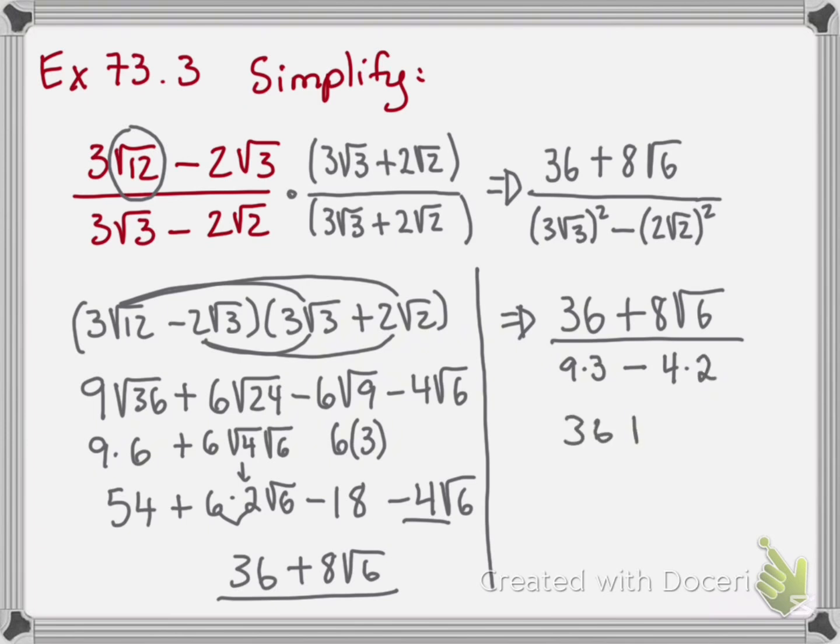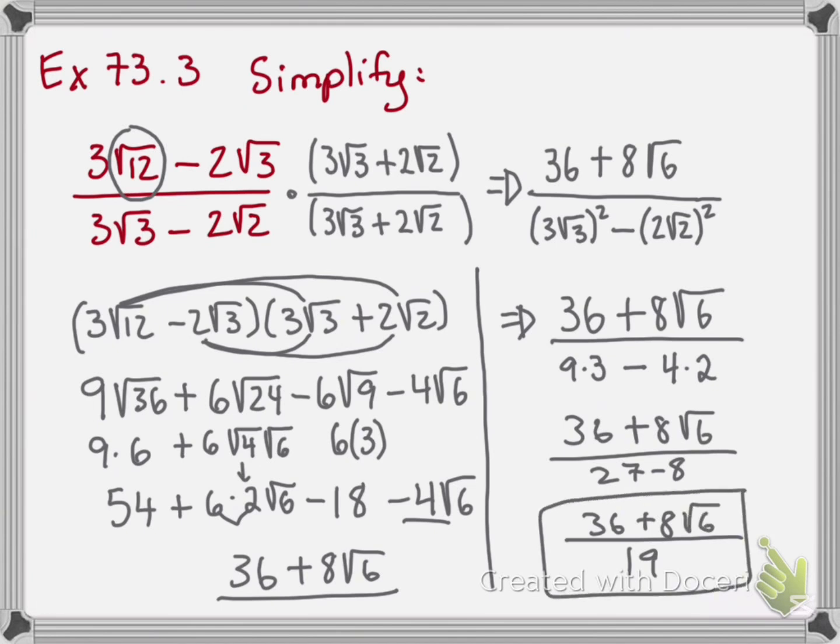I rewrite the top again. And then on the bottom, we're going to have 27 minus 8. 27 minus 8 is 19. And in this case, it's positive 19. So we don't have to worry about the negative. And that's it. That's all we have to do. Pretty simple. Notice that we cannot reduce both the 36 and the 8 by 19. So we just leave it like that. And that's it. That's the lesson.